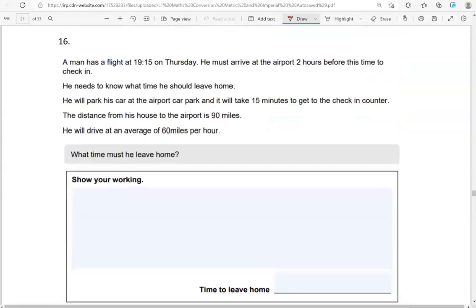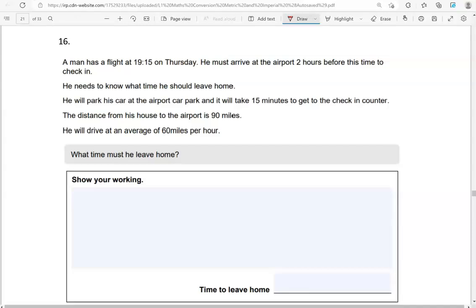A man has a flight at 19:15 on Thursday. He must arrive at the airport 2 hours before this time to check in. He needs to know what time he should leave home. He will park his car at the airport car park, and it will take 15 minutes to get to the check-in counter. The distance from his house to the airport is 90 miles. He will drive at an average of 60 miles per hour. What time must he leave home?